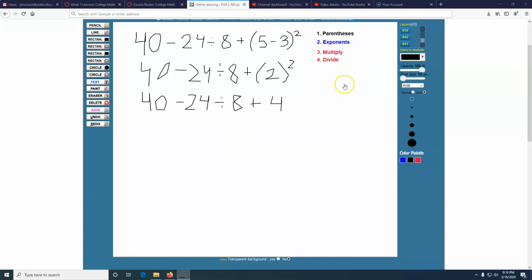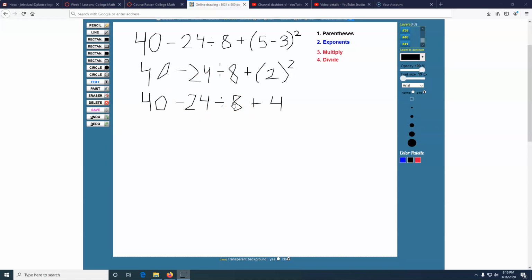The next 2 steps are to multiply and then divide. Now, you might have noticed that I put these both up at the same time. I even color-coded them the same. And we're going to get into that in a future example here. But for now, it doesn't actually change this problem a whole lot because the only thing we have here is division. There is no multiplication. So we're going to go ahead and do this.